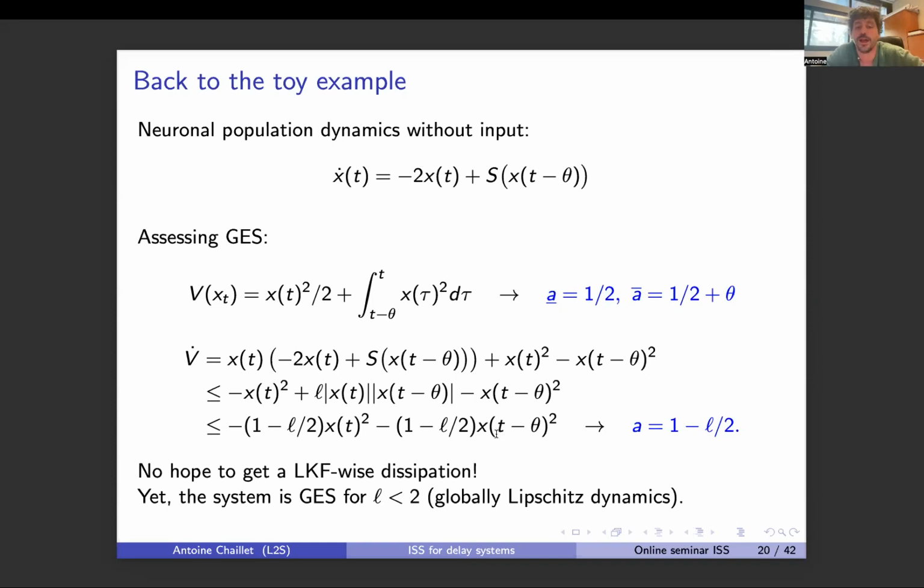Okay, so LKF-wise dissipation would not work to conclude global exponential stability. But still, we can conclude, since I assume that S is globally Lipschitz, my whole vector field is globally Lipschitz. So I fall in the case where having a pointwise dissipation rate is enough. And indeed, I conclude that I have global exponential stability if this term is positive, meaning L is smaller than 2. So L, remember, is the slope of my nonlinear function S here.